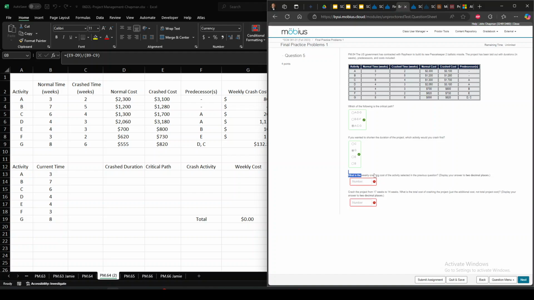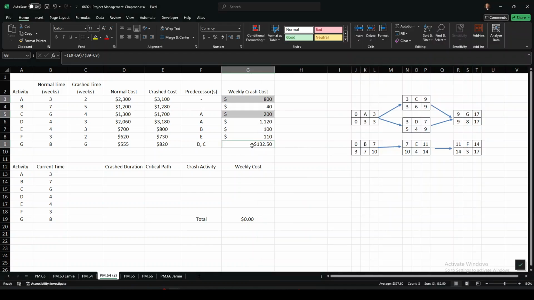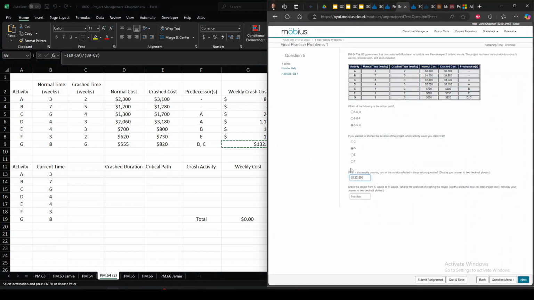Next question, what is the weekly crash cost of the activity selected in the previous question? This one is $132.50. So we'll type that in.